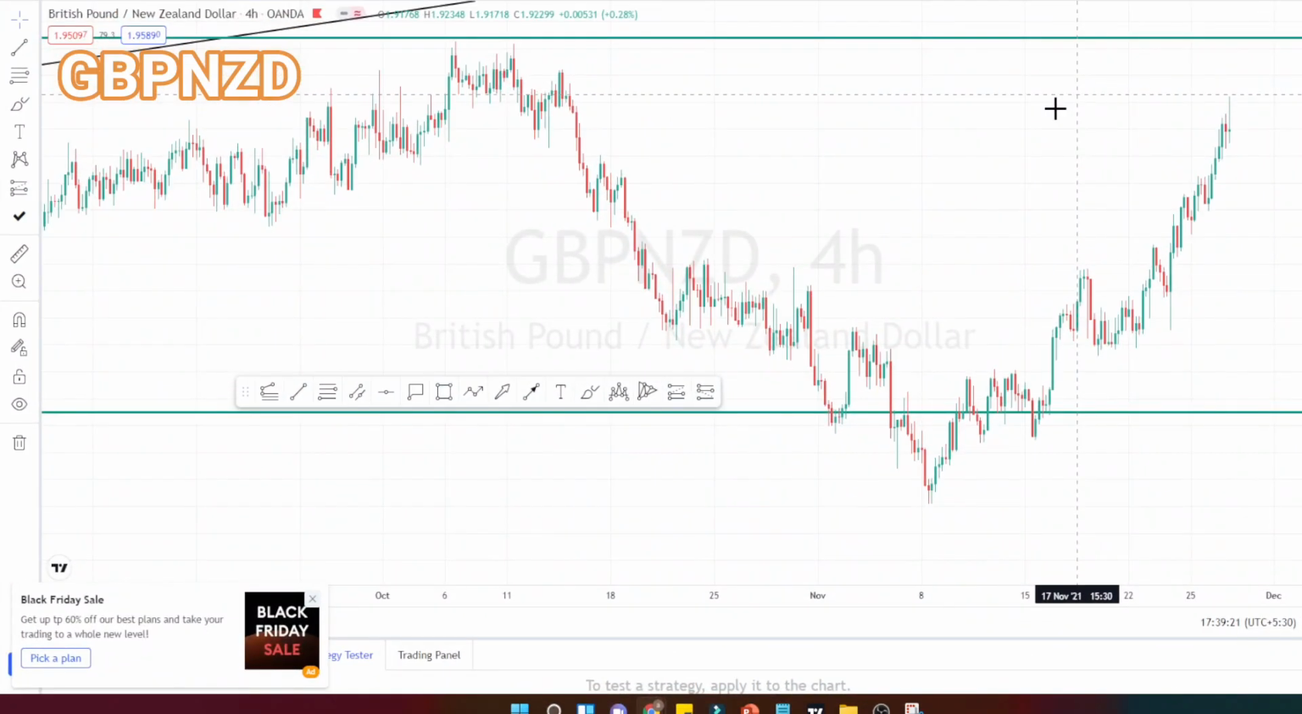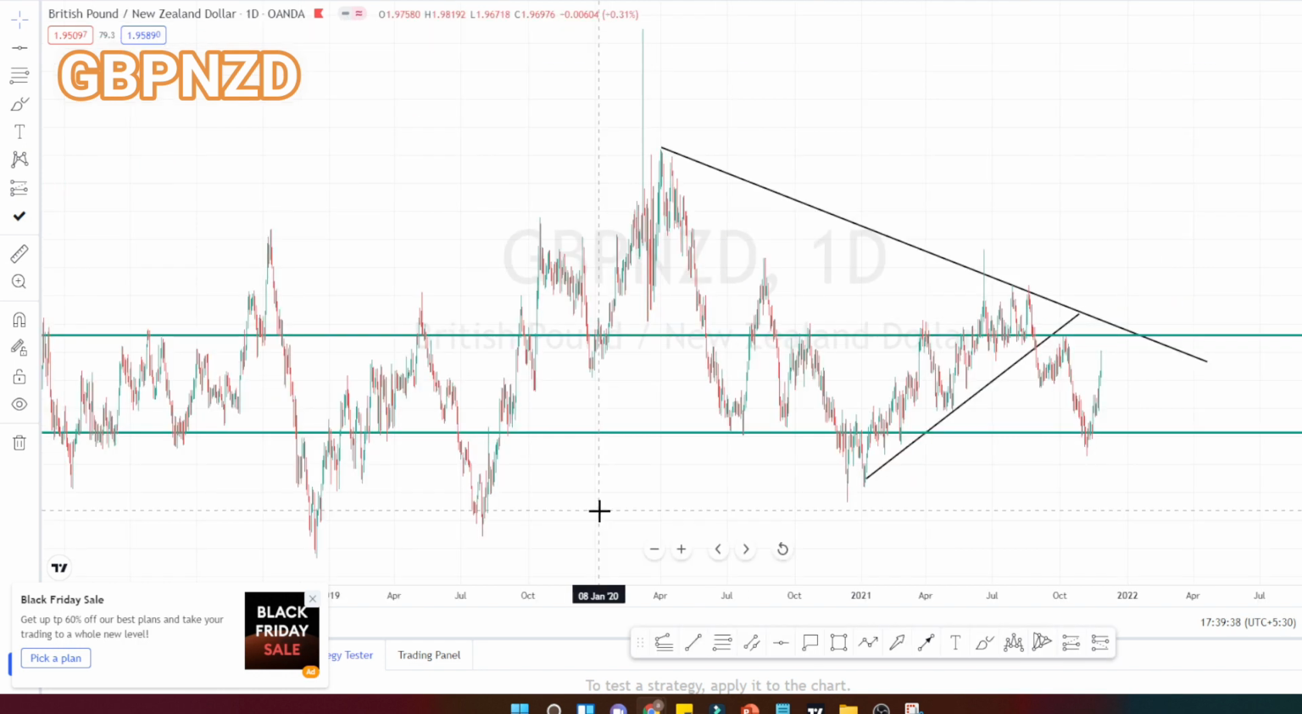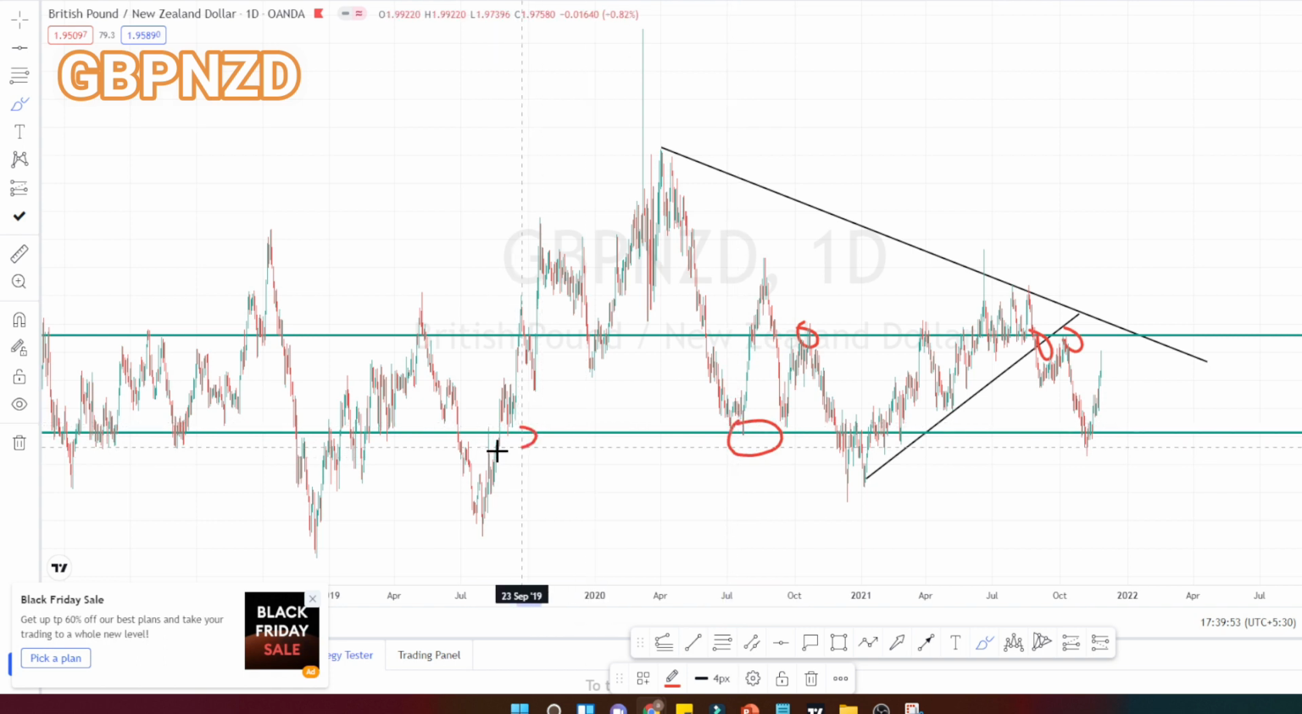Let us do the analysis in British pound and New Zealand dollar. I am in daily time frame of British pound New Zealand dollar currency pair, and I have already marked the resistance levels over here. It did not manage to break this resistance level, and I have also marked the support level at this point. This is acting as a very strong support level over here. Previously also it has acted as a support level, and current price action also took support over here, and it is on a bullish trend.